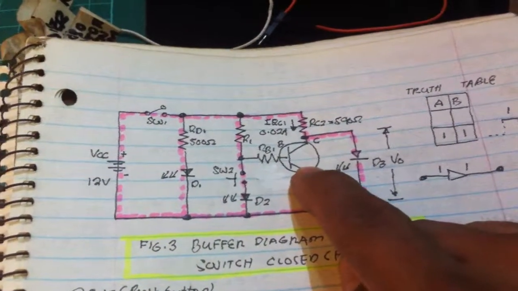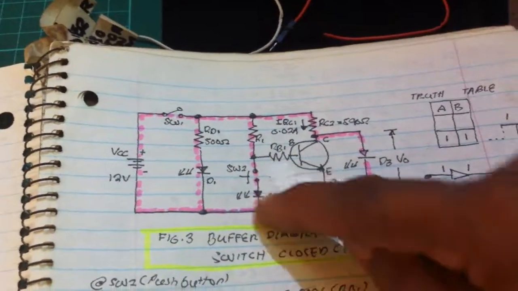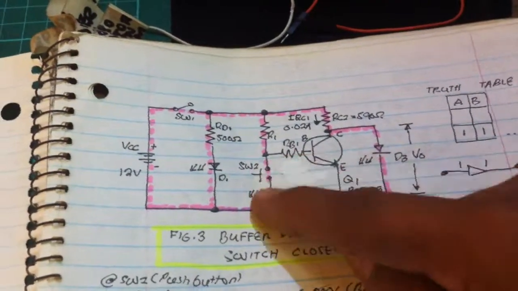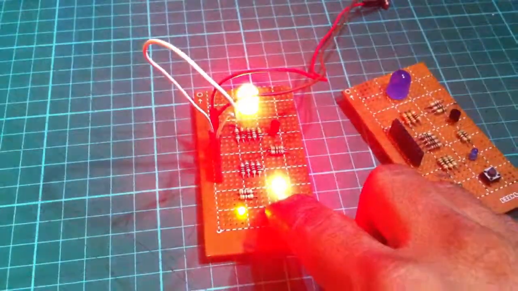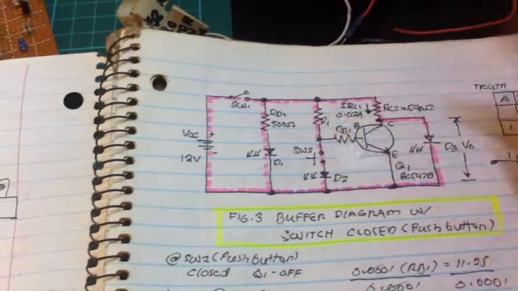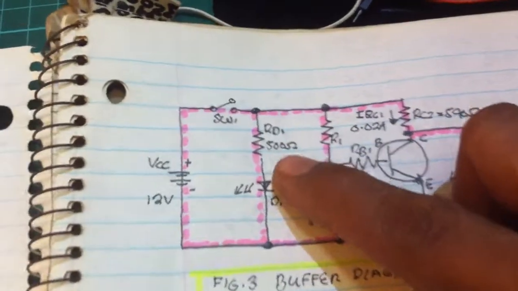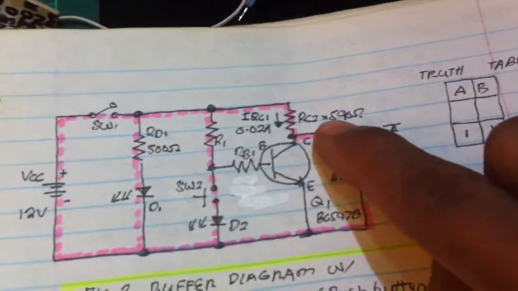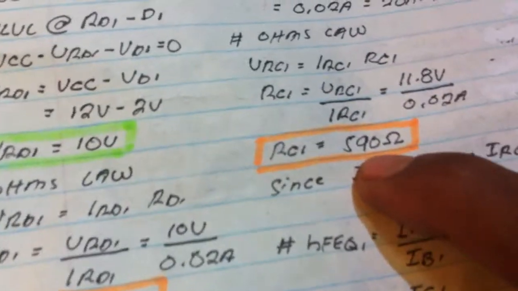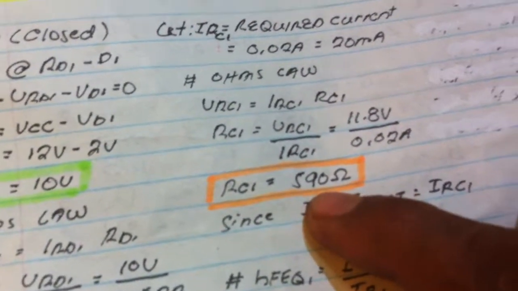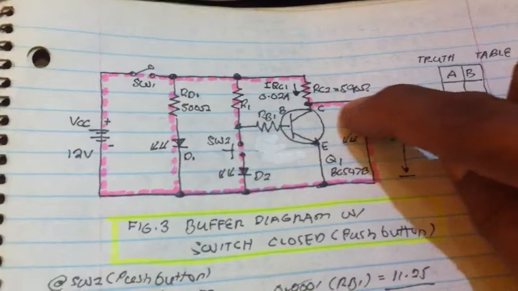Since this is now cut off, current will not flow here. It is directly shorted to the ground once you push the button. That's why the LED turns on. We can compute for the value, since we already computed the value 500 ohms here, and then we know that this is 590 ohms, the collector resistance.